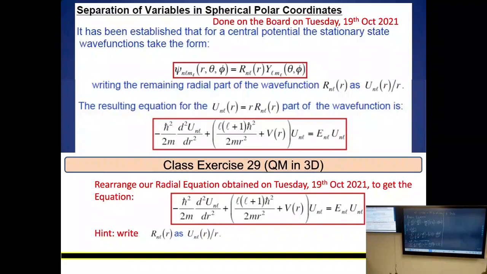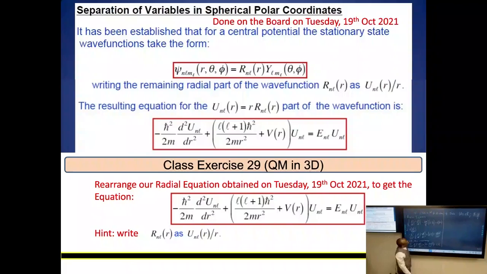So let's say we define a u to be little r times r, which implies that r equals u. Our aim is to replace this chunk here with something that is just a single term for easy solution. That's the aim. And to do that, there is a dR by dr.